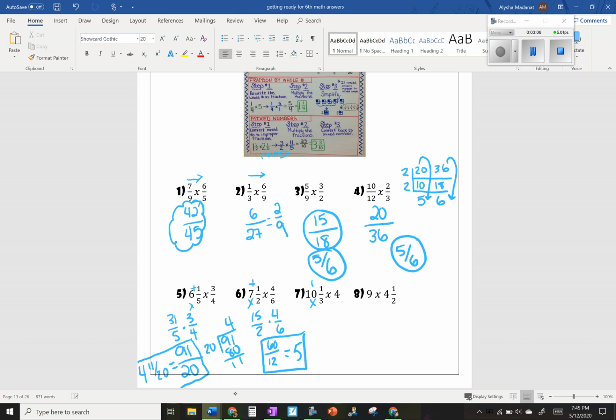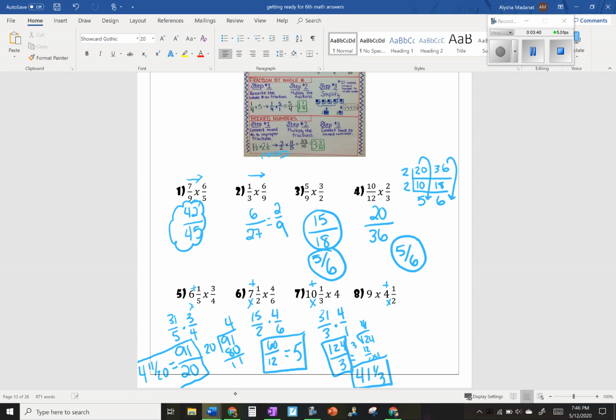Number 7, 10 times 3 is 30, plus 1 is 31 over 3. And this is a whole number, so make sure you put that 1 under it. You're going to do 31 times 4, which is 124 over 3. And then you would simplify that by dividing 124 by 3. So 3 goes into 12 4 times. 3 goes into 4 once, so your final answer would be 41 and 1/3. Again, you want to know both of these because they're equivalent and you're going to use them in 6th grade.